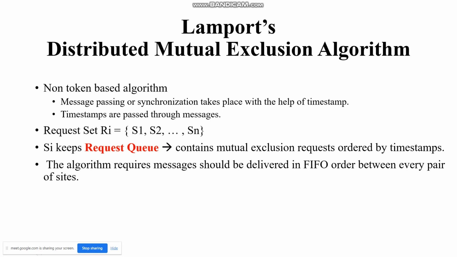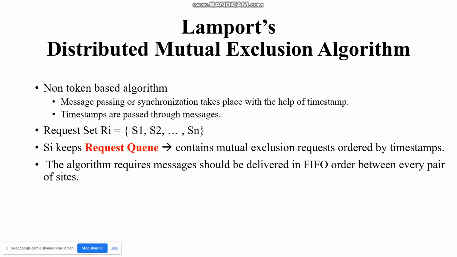Each site maintains a queue called a request queue. The request queue is a data structure, like an array, that stores details of the messages transmitted and received. The request queue contains mutual exclusion requests ordered by timestamps. Based on the timestamp value only, all the request messages are ordered in the request queue.